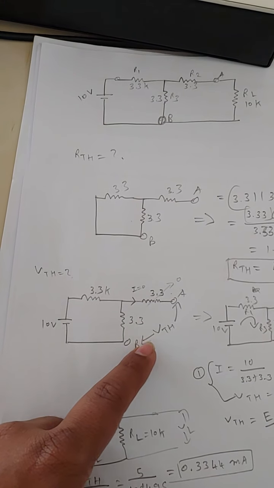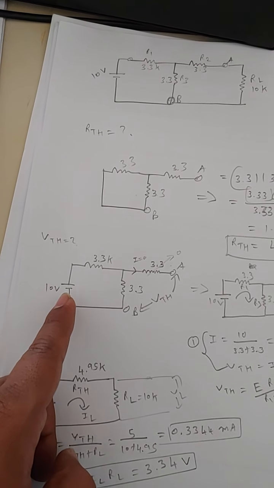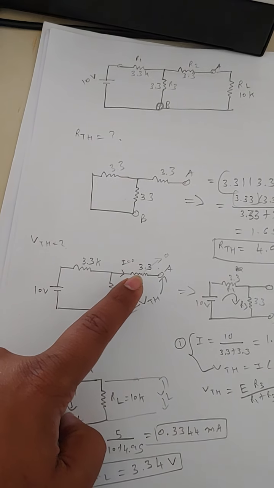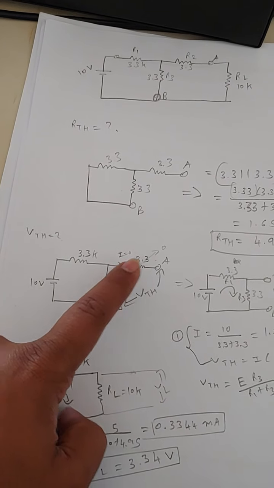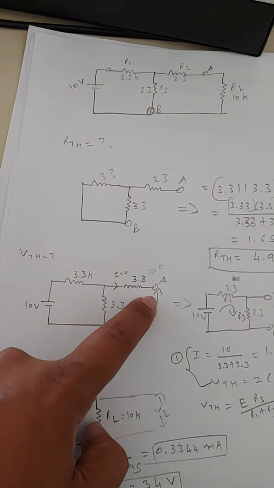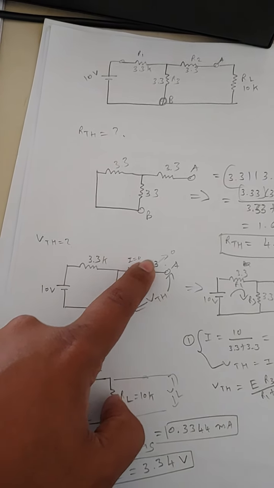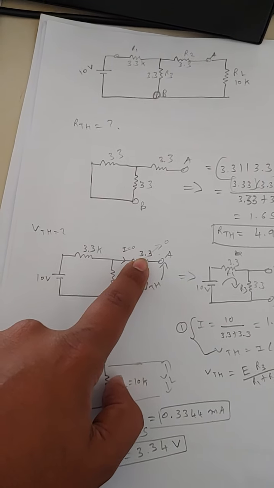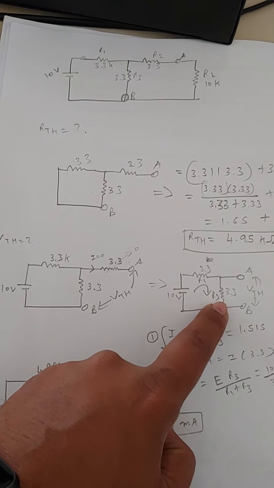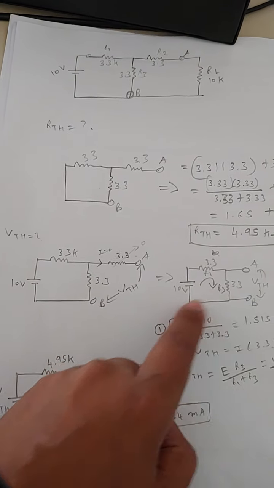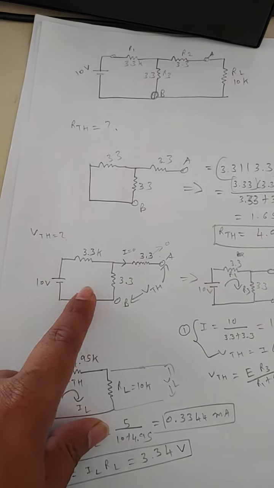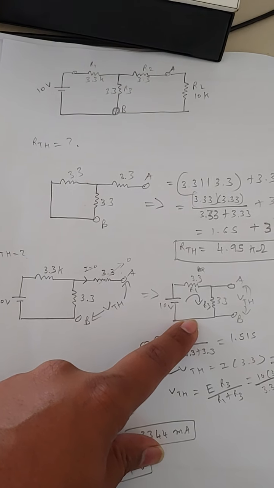Your circuit will be like this: 10 volt, 3.3 kilo ohm here, R1, R2. See, there is no current flowing in R2. Why? Because it is open circuited, there is no closed path for the current to flow. So you can remove this and your equivalent circuit will be like this. Whatever the voltage across this R3, that is your VTH, because in parallel the voltage is the same and this B point and A point are the same. So this is your final circuit.